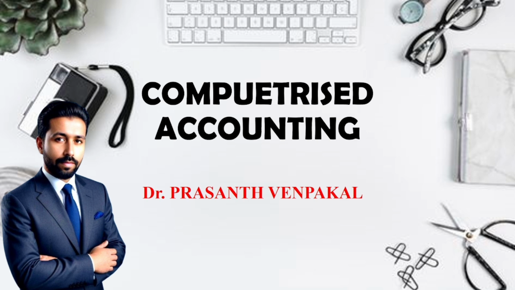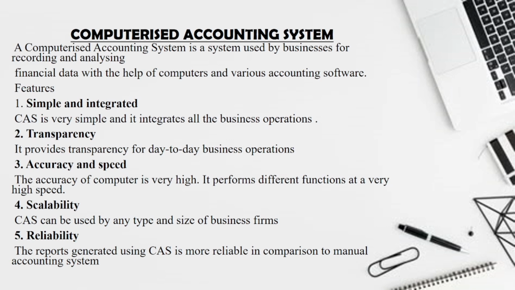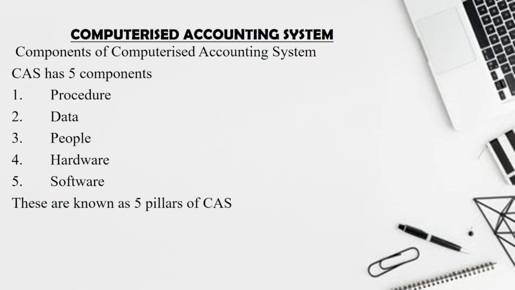Welcome to my video. First of all, the chapter is related to the overview of the computerized accounting system. You know very well, the computerized accounting system integrates computer and the normal or manual accounting procedures. The features include: simple and integrated, transparency, accuracy and speed, scalability is possible, reliability is possible. Kindly keep in mind the features.